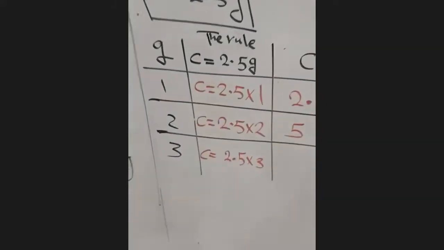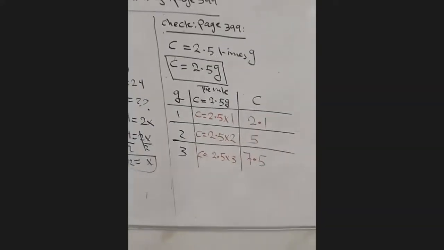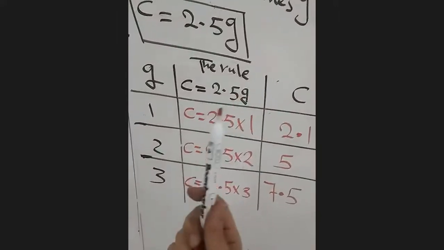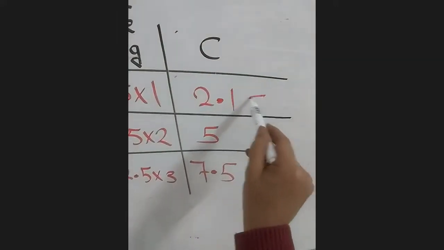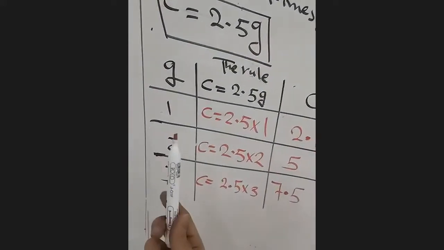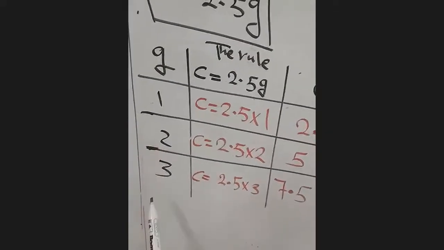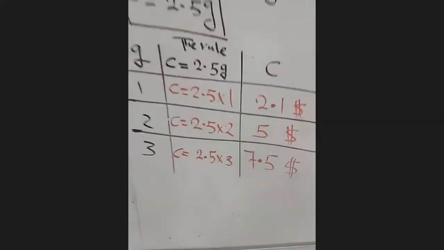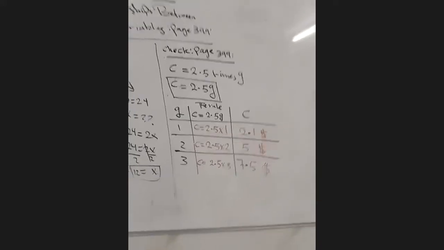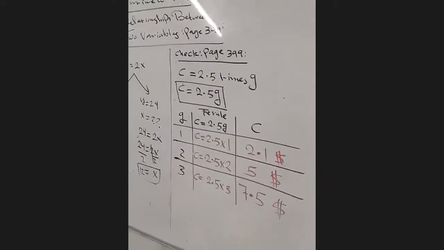Mr., how much? 7.50. So if you buy 1 gallon, the cost will be $2.5. If you buy 2 gallons, the cost will be $5. If you buy 3 gallons, the cost will be $7.5 only. Just replace and calculate. That's all. This is the check, page 399.